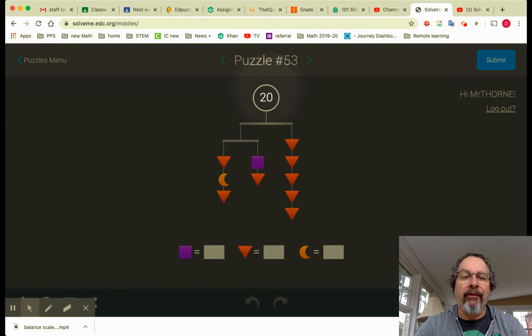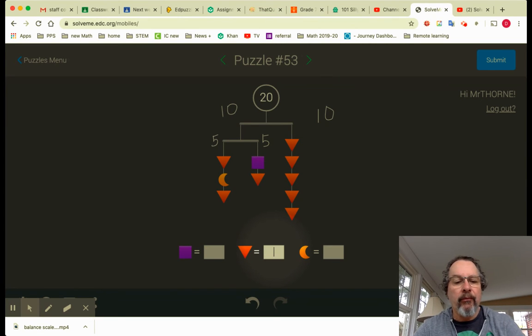Another one is set up, structured much like the last one. We have a total value of 20. So each side would be 10. And then on the left side, the 10 is balanced, so each of these pieces would have to be 5, here and here. Looking at that, we can see 5 triangles, total of 10. Each triangle would be 2.